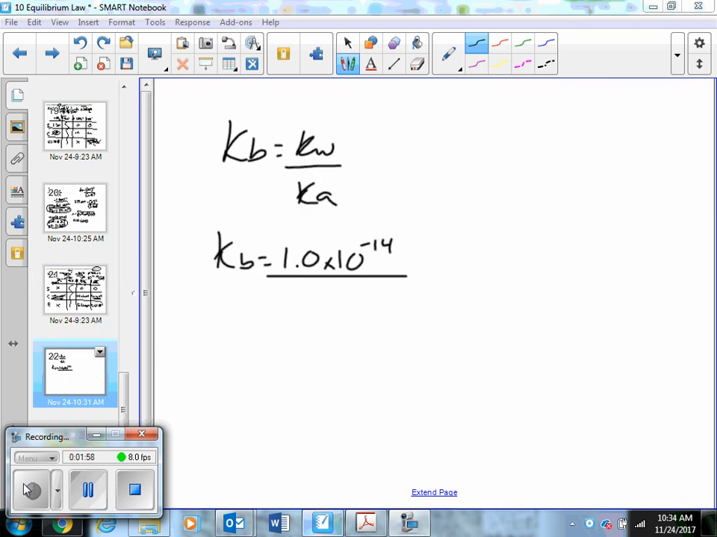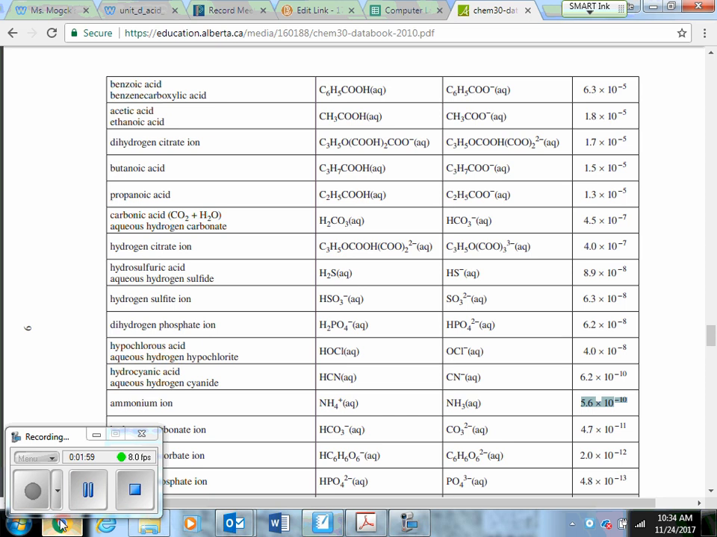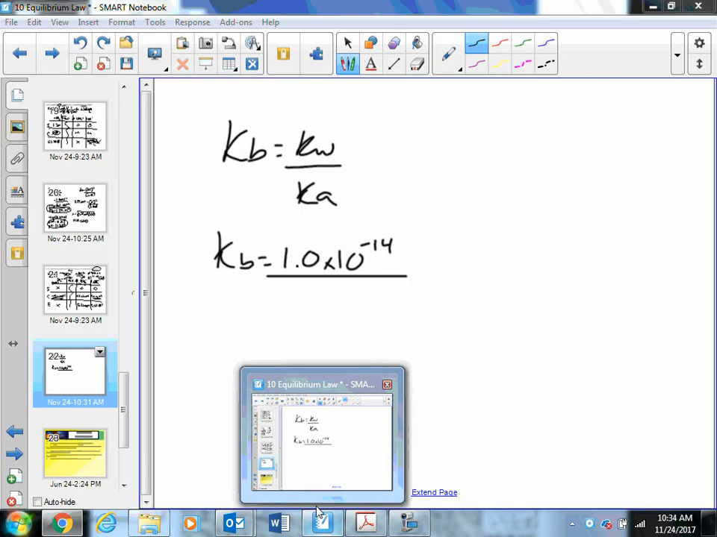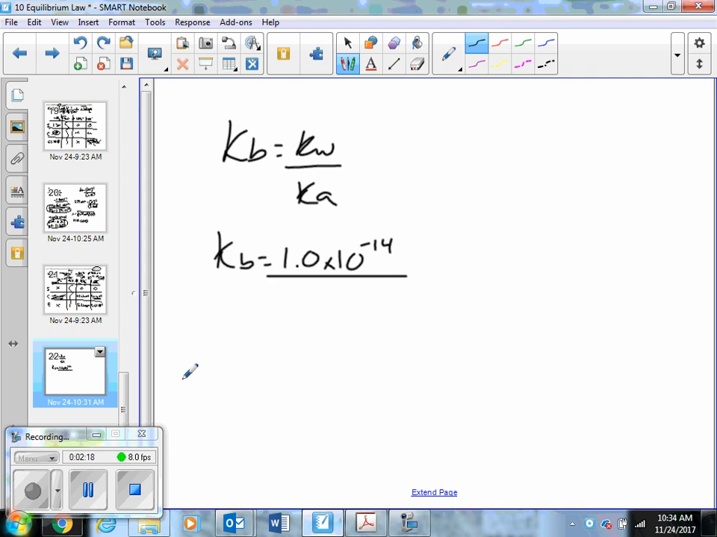So first we have to figure out what our Kb value is, and we can do that by looking up Ka of the conjugate acid. So we're finding the sulfite ion in our data books, and the sulfite ion is right here. So the conjugate acid, HSO3, has a Ka value of 6.3 times 10 to the minus 8. So that's what we're going to substitute in to solve for Kb.